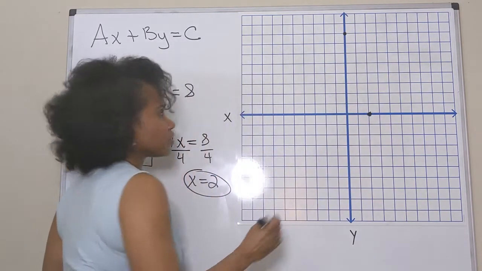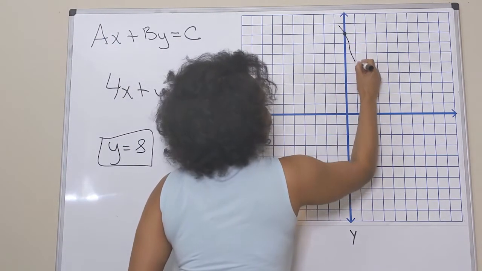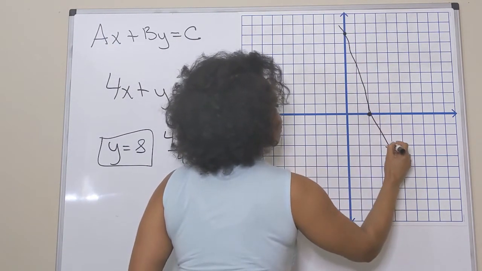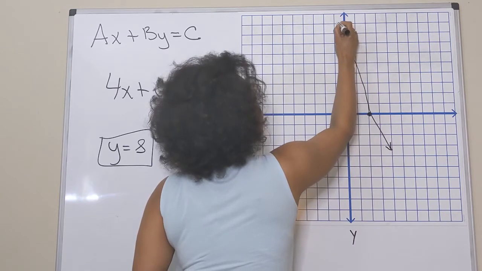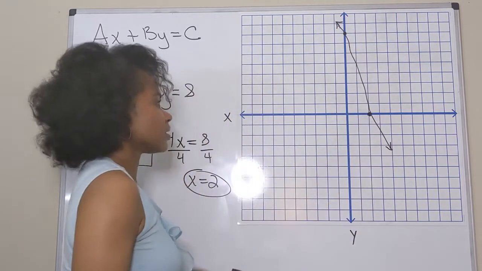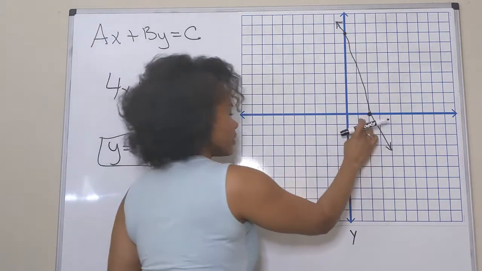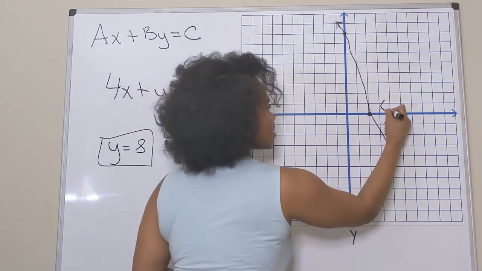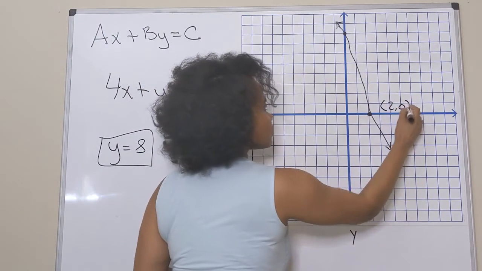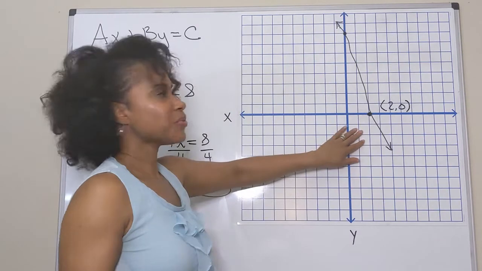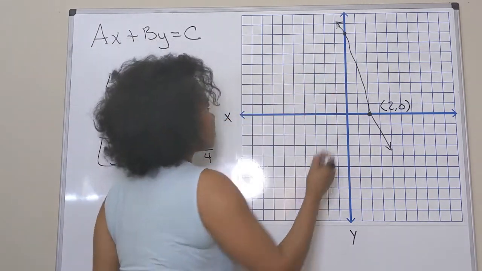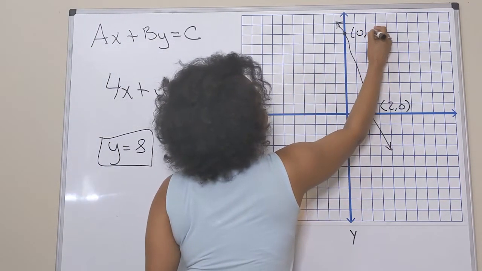And I'm going to graph, or draw my line here. And the ordered pairs here are, so since x is 2, my x value goes first. The ordered pair here is 2, 0. Just a side point here. And the ordered pair here is 0, 8.